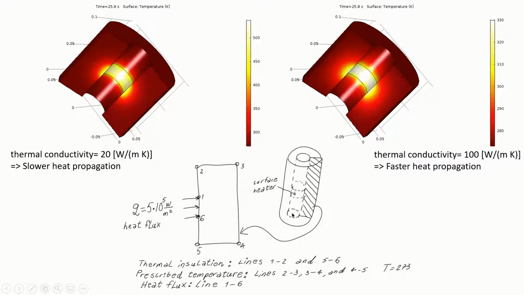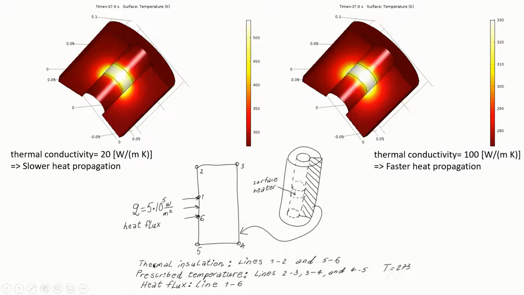Now, since the solid is symmetric with respect to the vertical axis, we can simplify the problem and look into the 2D representation of the system. So in 2D, the system is nothing less than a square or a rectangle in this case, and we need to define the boundary conditions and the initial conditions for such a problem.